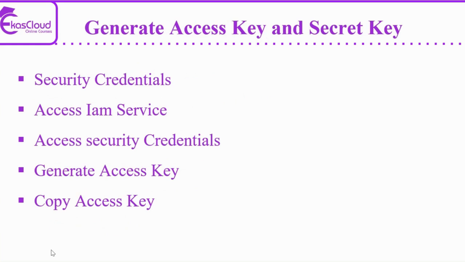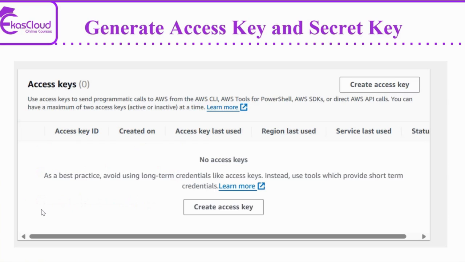In the AWS Management Console, navigate to the IAM service, which means access the IAM service. From there, go to the users section and select the user for which you want to generate access keys. If you don't have a user yet, create one with appropriate permissions. Once you have selected the user, navigate to the security credentials tab under the access key section. Click on create access key. This will generate a new access key and secret key pair.